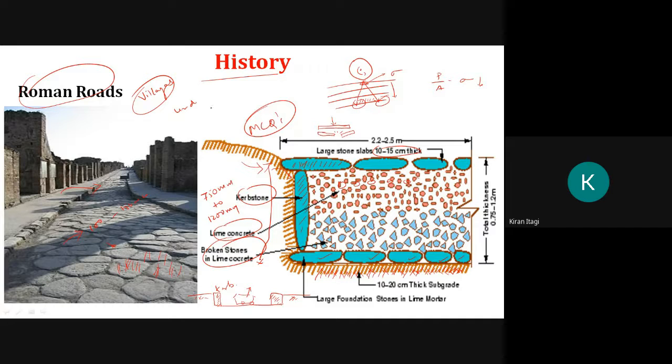I also remember that in our olden days we were having a bullock cart. The point of contact of that cart to the road was very small, so we will call it a punching force. Due to that, they have laid a slab of heavier or more thickness. So this is all about the Roman roads.